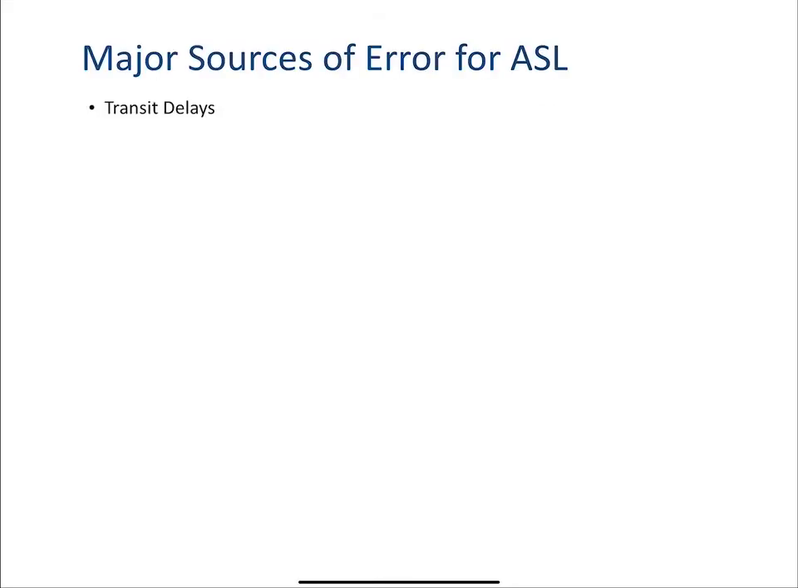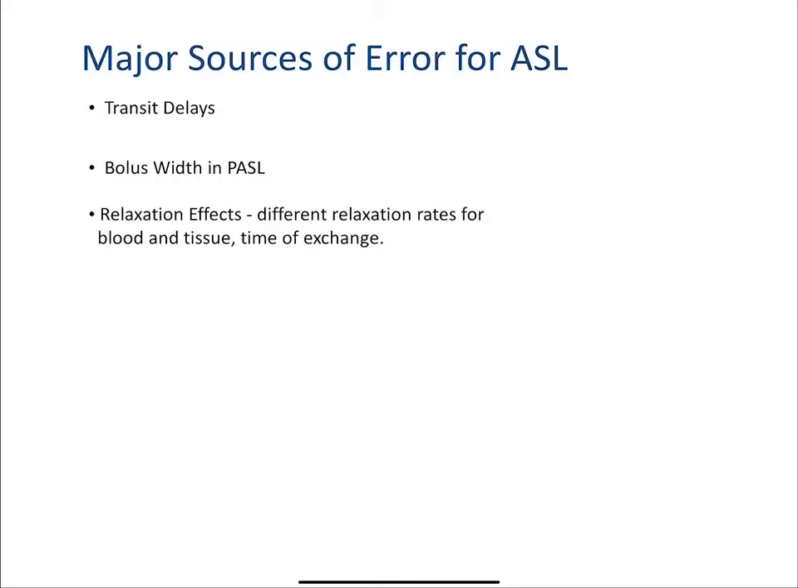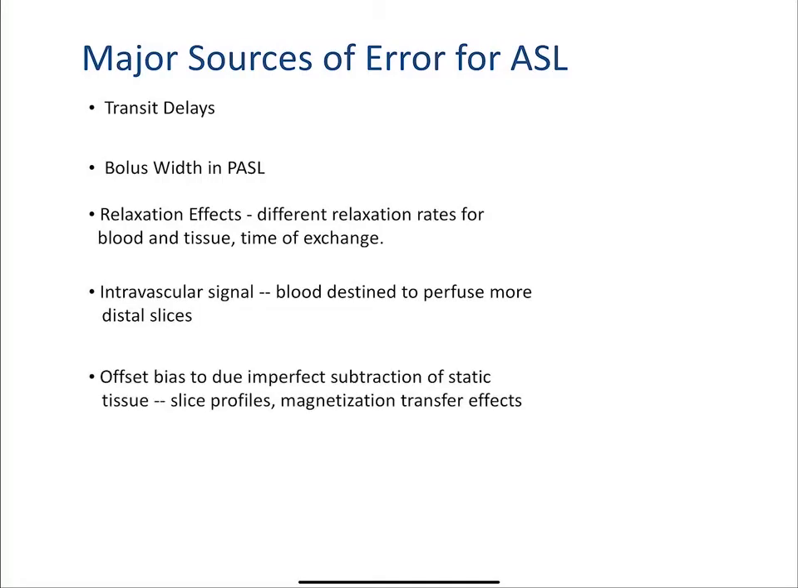Okay. So there's a lot of sources of errors. There's transit delays, bolus relaxation effects, intravascular signals, offsets, off-resonance effects, velocity sensitivity. So these are all things that MR physicists worry about. I'm just going to talk about the main one, which is really transit delays, because that's something that can vary a lot with physiology, and can vary a lot with patient groups, and so something that we need to think about.